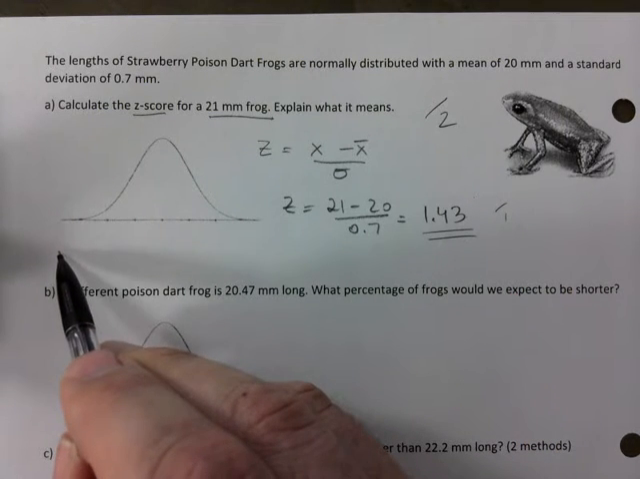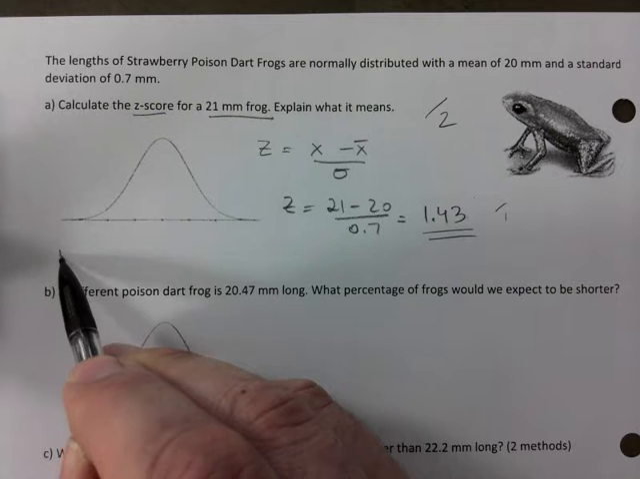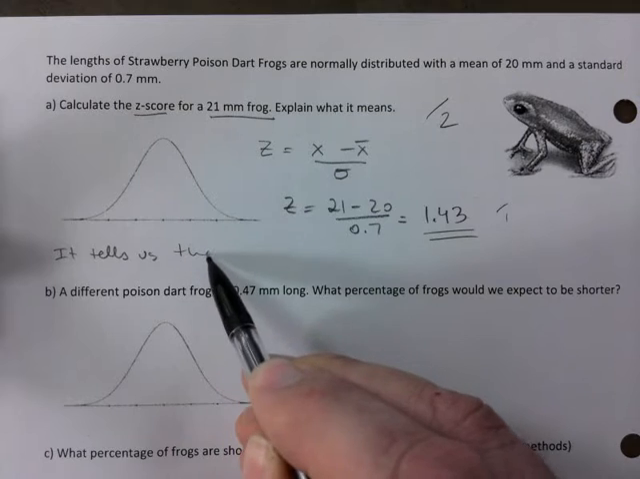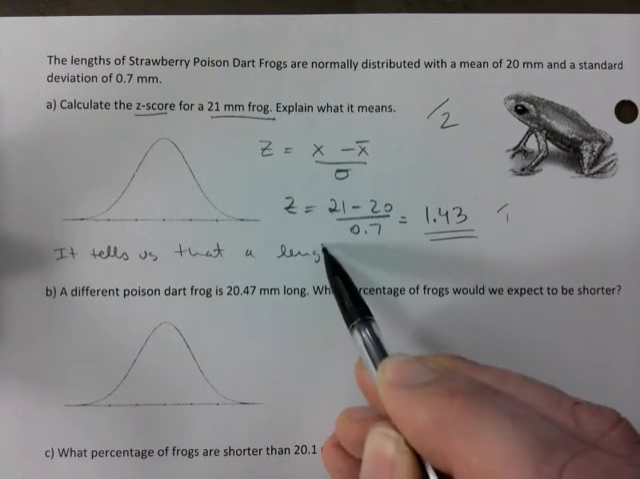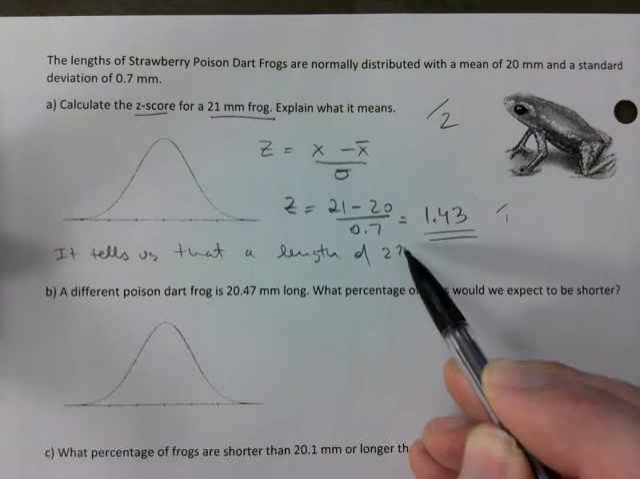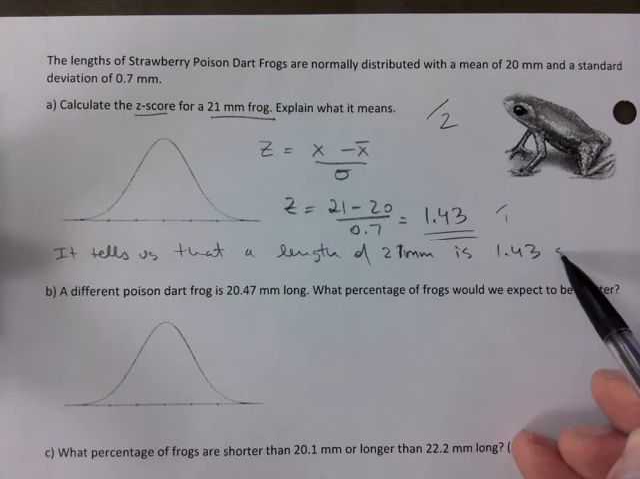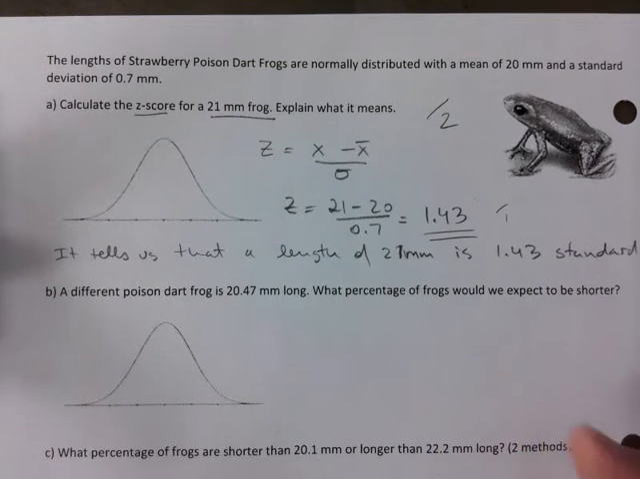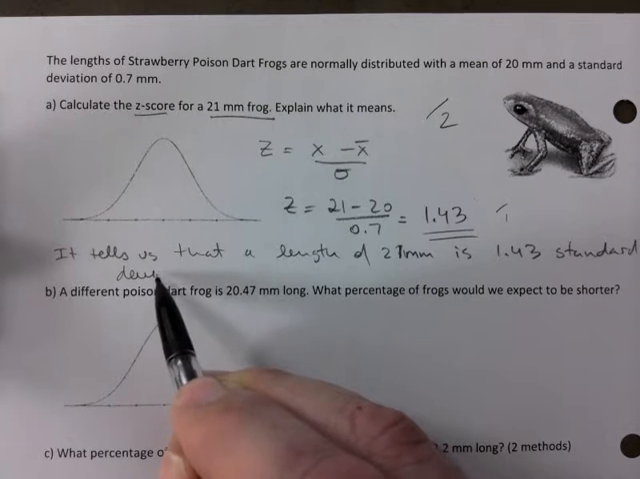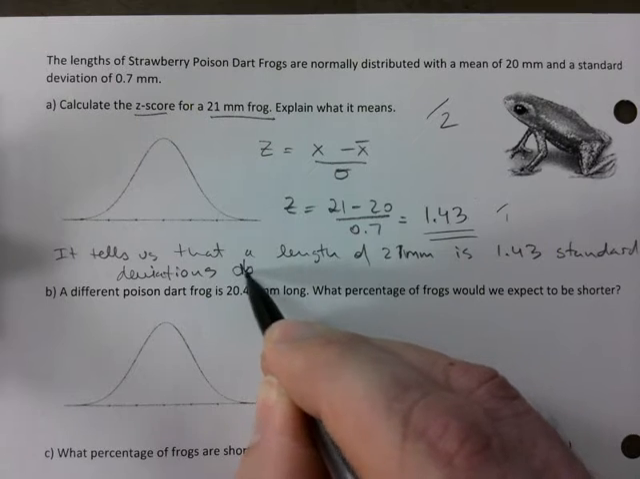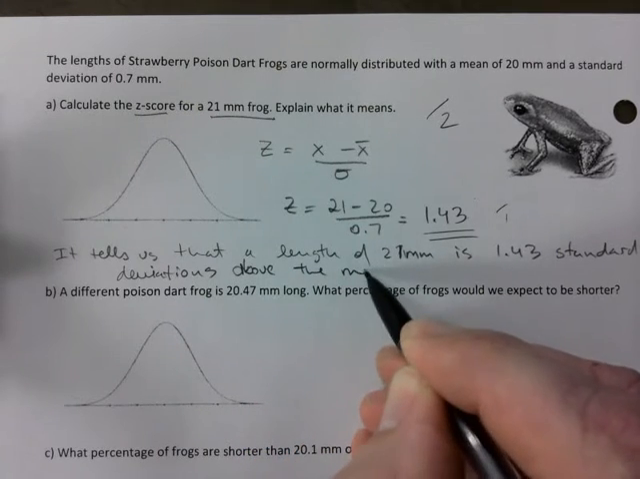It means that it tells us that a length of 21 millimeters is 1.43 standard deviations above or below. It's positive, so it's above, right? Above the mean. That's what it's telling us.